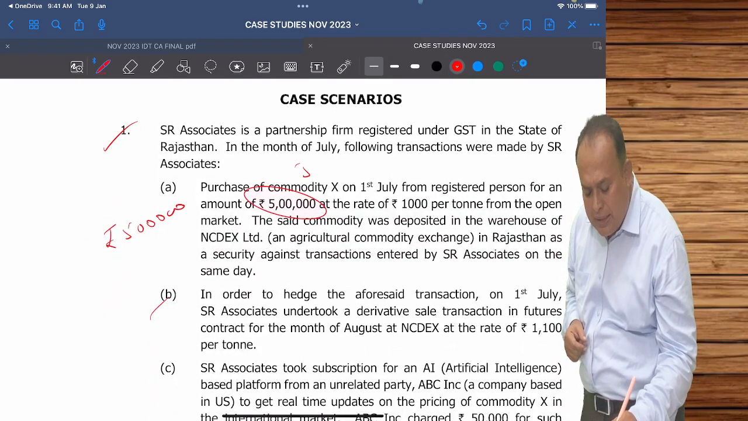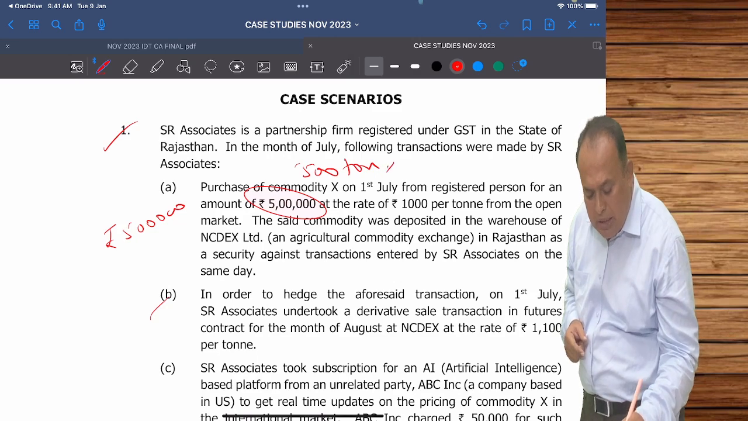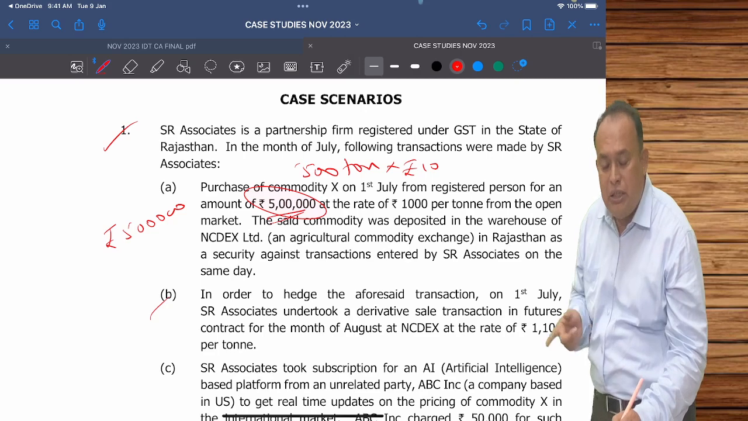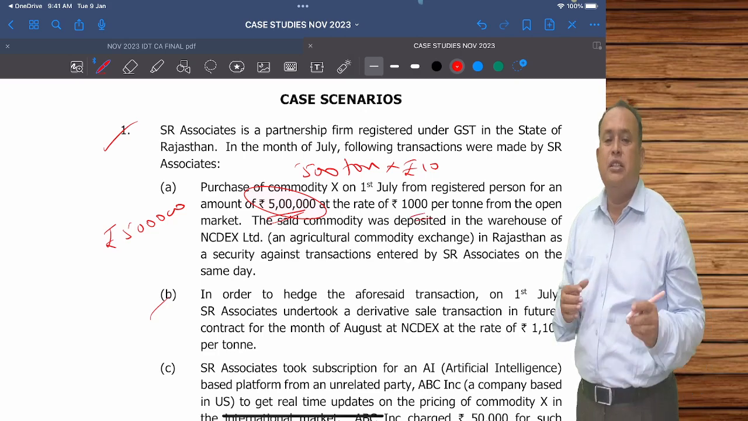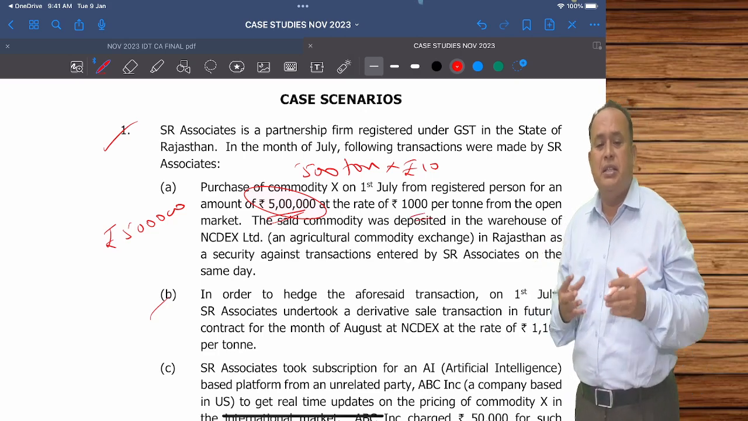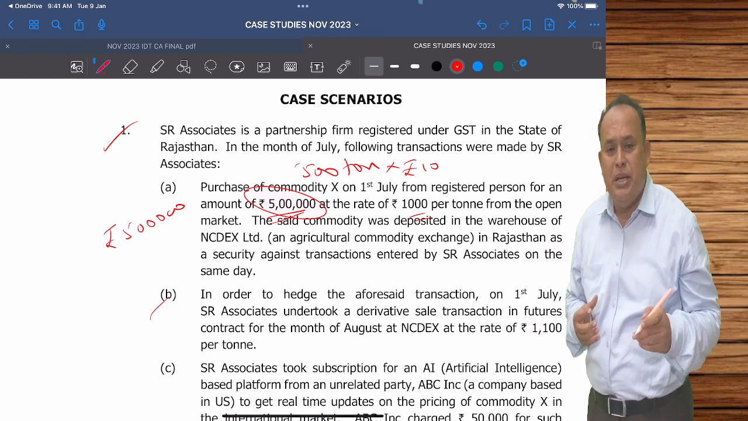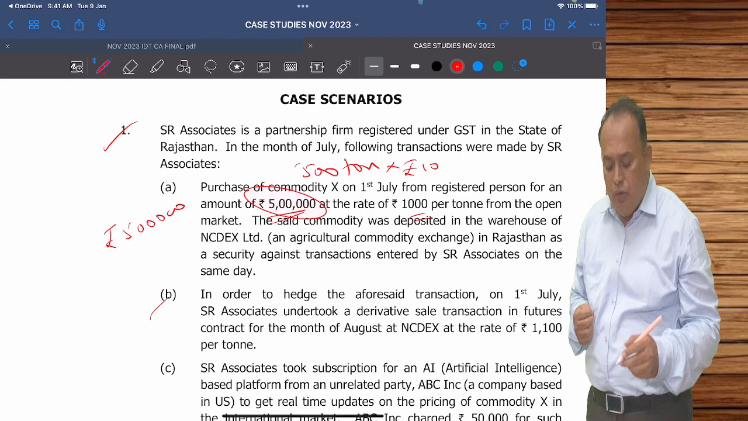So 500 tons here is given, multiplied by 10 rupees per ton. How did you get 500 tons? The 5 lakh divided by 1000 per ton gives the number of tons, 500 tons. 500 tons multiplied by 10 rupees comes to 5000.